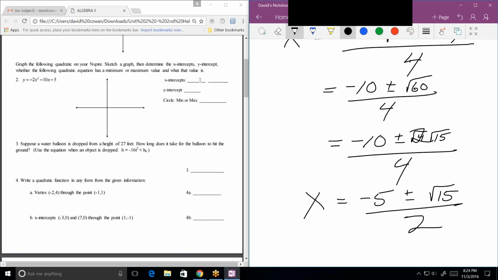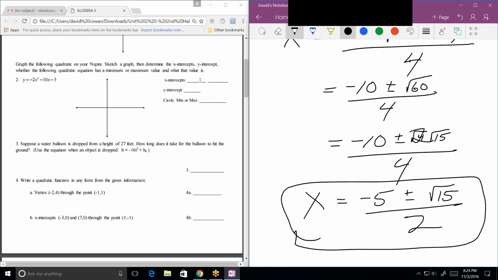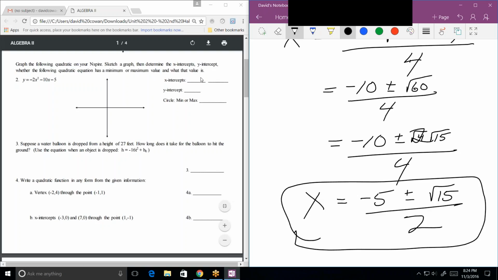Well, the first one is minus 5 plus root 15 divided by 2. And the second one is minus 5 minus root 15 divided by 2. In other words, to come up with both answers, apply the plus for one of them and apply the minus for the other one. So what I would put right there would be minus 5 plus root 15 all divided by 2. And what I would put right here is minus 5 minus root 15 all divided by 2.